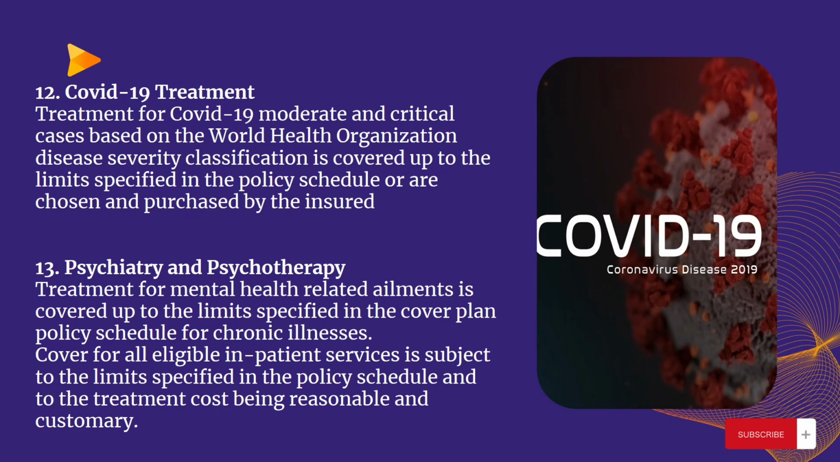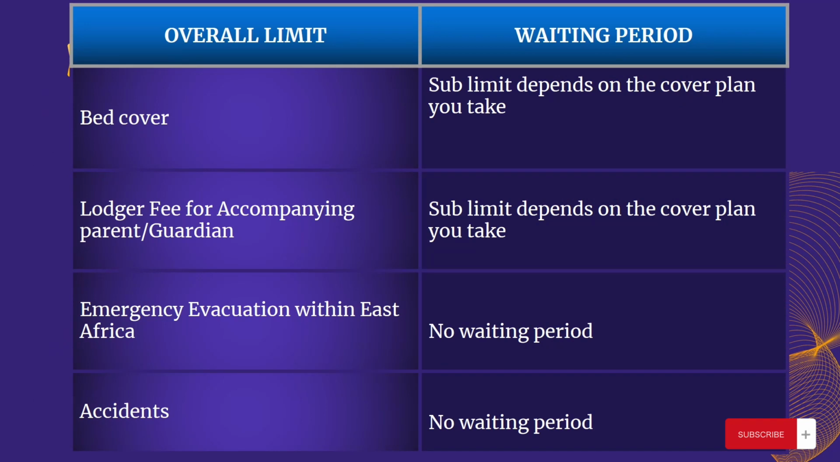Cover for all eligible inpatient services is subject to the limits specified in the policy schedule and to the treatment cost being reasonable and customary. Sublimits payable for various benefits. Overall limit waiting period. Bed cover sublimit depends on the cover plan you take. Lodger fee for accompanying parent / guardian sublimit depends on the cover plan you take. Emergency evacuation within East Africa no waiting period. Accidents no waiting period.